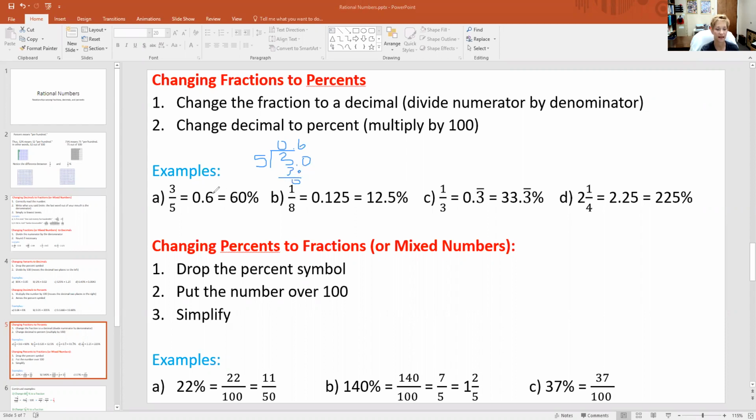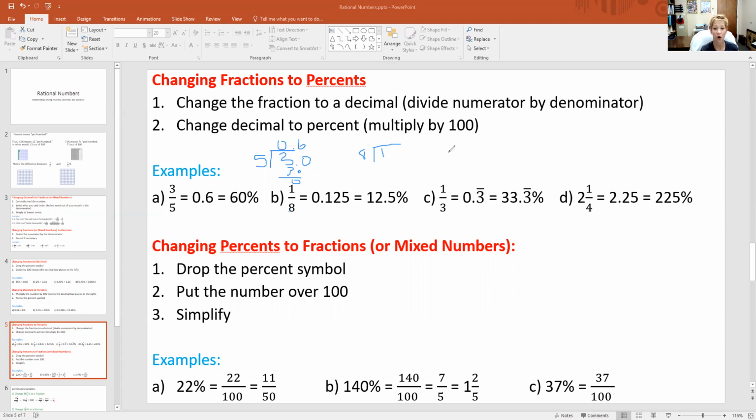So I got 6/10. And then I multiply that by 100, which moves the decimal 2 places to the right, and I get 60%. So when I take 1 and divide it by 8, I got 125 thousandths. So we already know how to change fractions to decimals, and then we just learned how to change decimals to percents. So 2 places to the right, 12 5/10%.